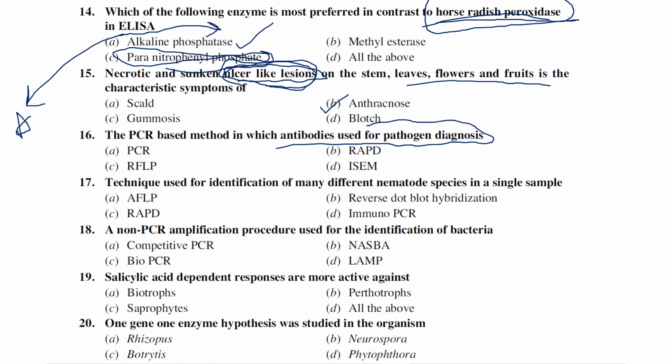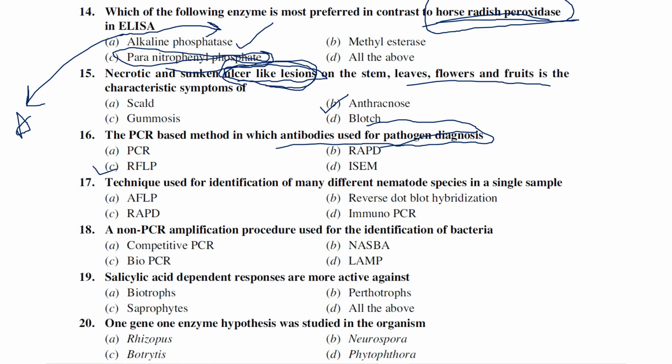So the PCR-based method in which antibodies are used for pathogen diagnosis. In which PCR-based methods are antibodies used for pathogen diagnosis? PCR, RAPD, RFLP, ISEM. Generally in the RFLP method we use antibodies for this pathogen diagnosis.